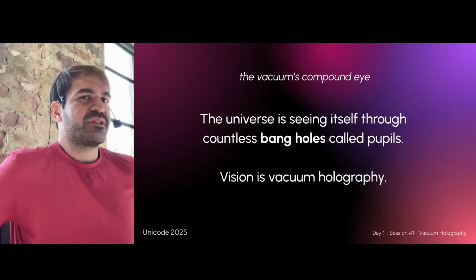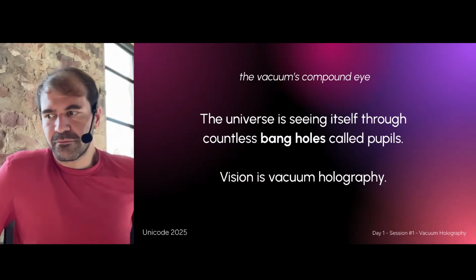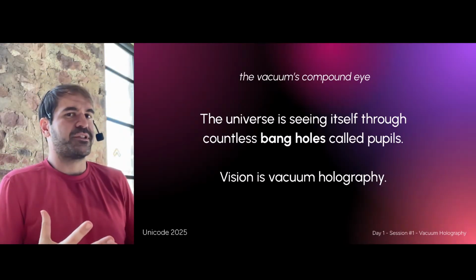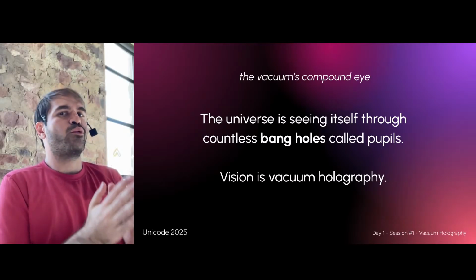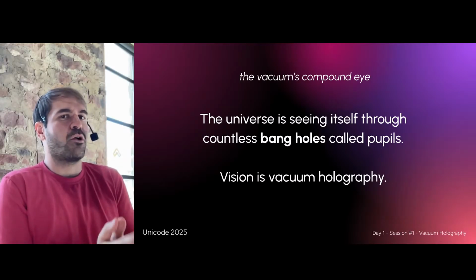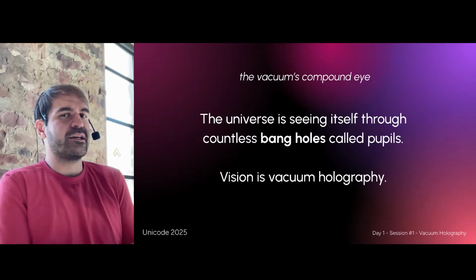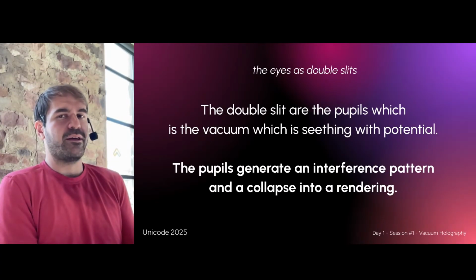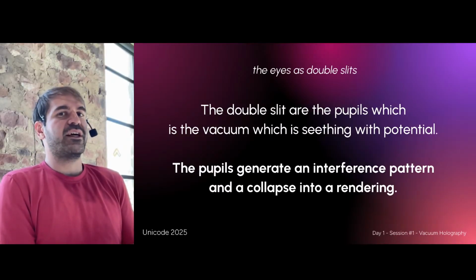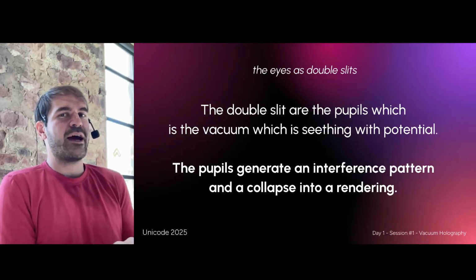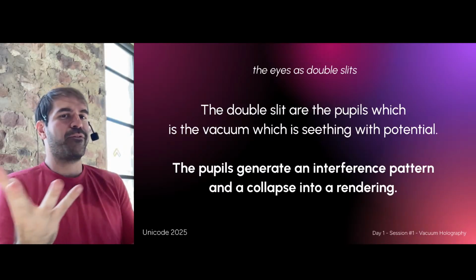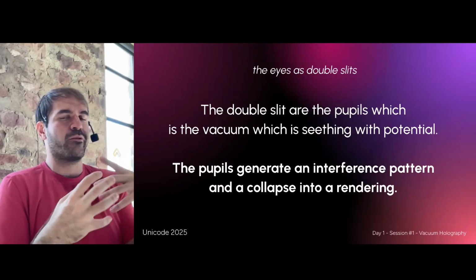So the vacuum's compound I, the universe is seeing itself, so the observerse is seeing itself through countless bang holes called pupils. So vision itself is vacuum holography. I'm going to show you the compound I here in a sec. The double slit are the pupils, which is the vacuum which is seething with potential. So the pupils are generating an interference pattern and collapsing it into a rendering.